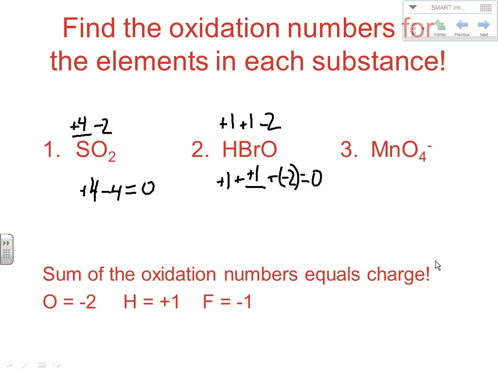Now let's look at this one, number 3, MnO4 2 minus. I know oxygen's a negative 2, so that's going to be a total of negative 8. But now when I add them up, it has to equal negative 2. So what plus negative 8 equals negative 2? Well, 6 does. So since I only have one Mn, it's got to be a positive 6. So that's how you assign oxidation numbers.